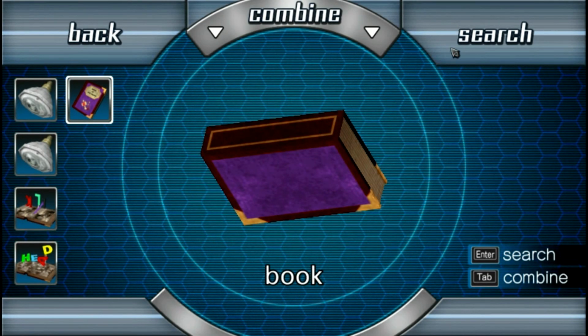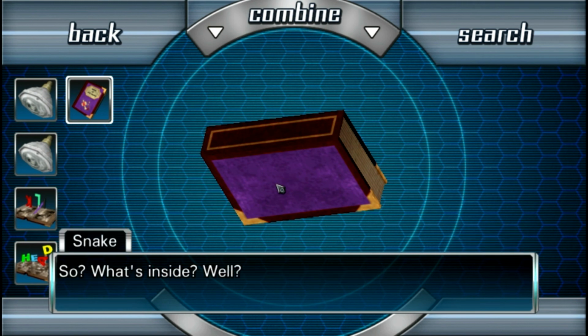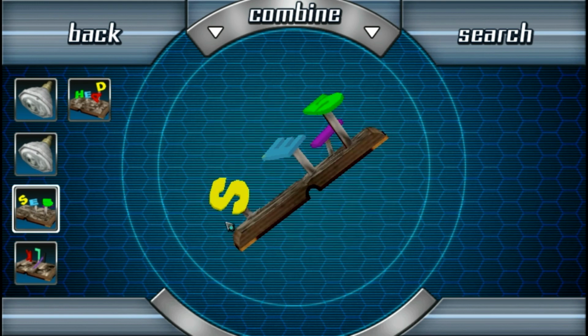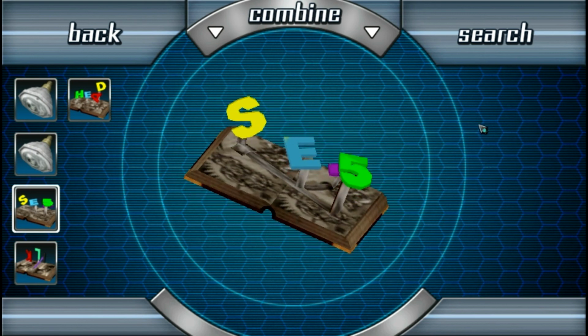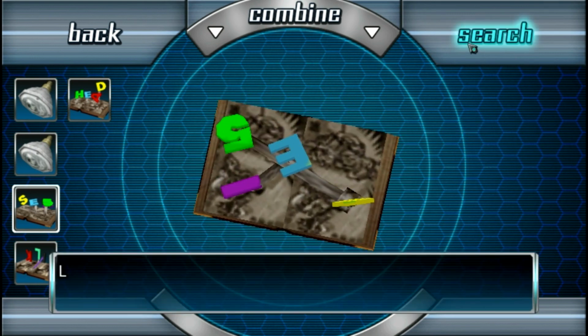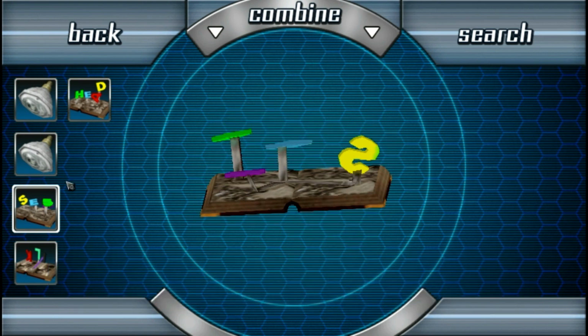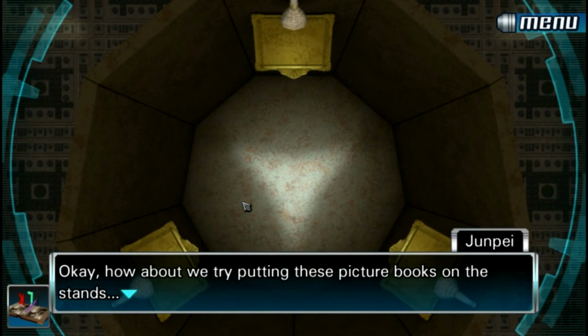Okay, I guess we're supposed to open this first. It's got a magic wand on it. Okay, so what's inside? Well, I ain't going to open it. Pretty sure it's just gonna have pigeon size on it. Whoa! Not again! What the fuck is going on over here? Papa books? What? What does it say? Like, SE5I? Looks like another pop-up book. This book has an S, an E, a dash, and a number 5 sticking out of it. I might be impressed if I was 5. Okay, well, maybe this doesn't make sense, but once we put those in here, it's gonna be alright.